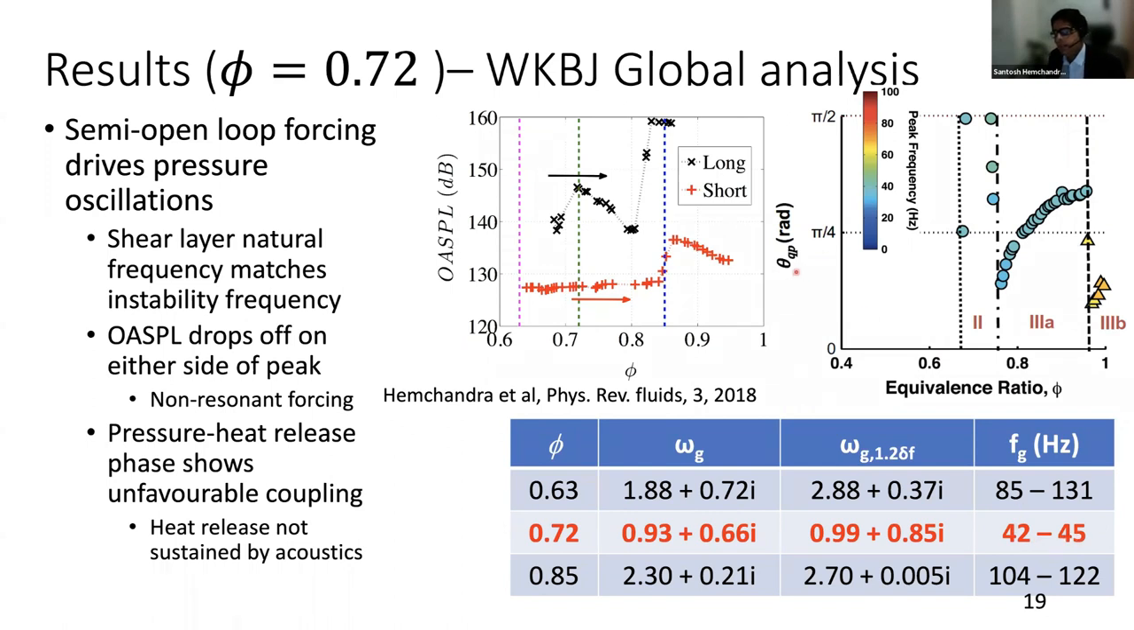And interestingly, if you look at now the phase between the Q prime and the P prime, and this was determined experimentally from chemiluminescence and acoustic pressure measurement signals, you see here that the phase is about pi by 2. And what this means is that the Rayleigh criterion is not really favorable for this case. It's on the edge of being favorable. So you have a fairly strong instability without the Rayleigh criterion itself being very, very favorable. So that's why this particular state, we believe, is an example of semi-open loop forcing, where you have the self-excited instability just driving off the shear layer, driving heat release oscillations, and then that excites an acoustic response in this combustor.